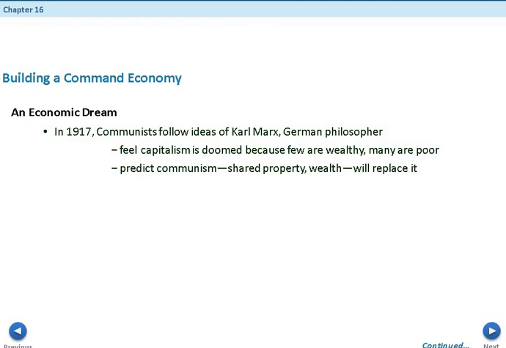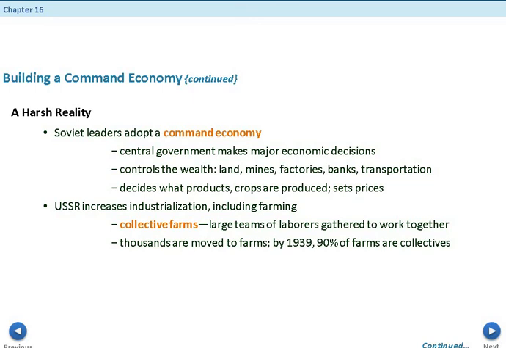Now, what we see is that the Soviets eventually are going to adopt what's known as a command economy. The definition of a command economy is the central government makes major economic decisions. They control the wealth, meaning they control the money. They control the land, the mines, the factories, banks, transportation. The biggest thing about a command economy is they decide what products are going to be produced, and they set the prices. For example, we've talked about this before in class.